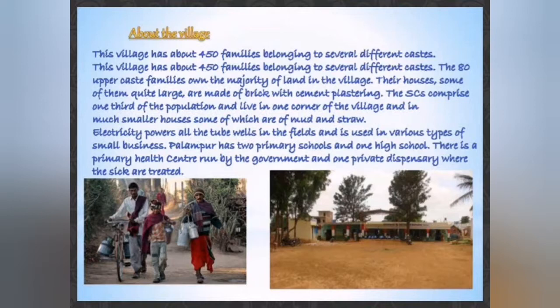Most of the houses have electric connections. Electricity powers all the tubewells in the fields and is used in various types of small business. Palampur has 2 primary schools and 1 high school. There is a primary health center run by the government and 1 private dispensary where the sick are treated. The description above shows that Palampur has a fairly well developed system of roads, transport, electricity, irrigation, schools and health center. In short, Palampur is a developed village because all the basic facilities necessary for the life of human beings are there in this village.